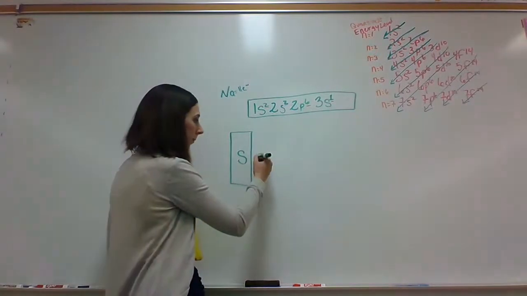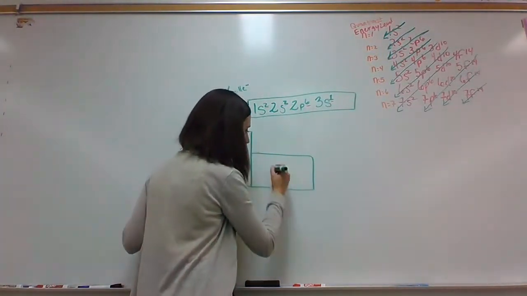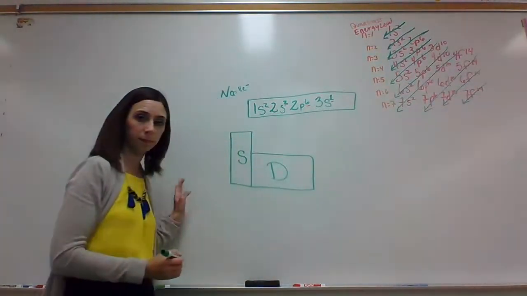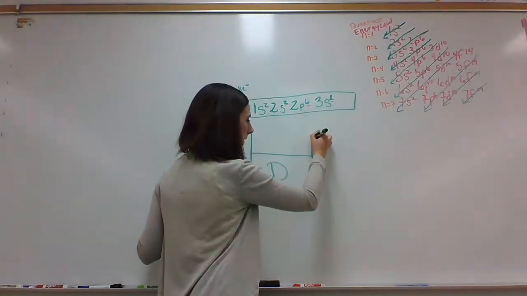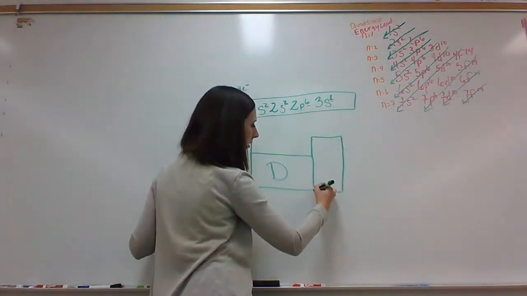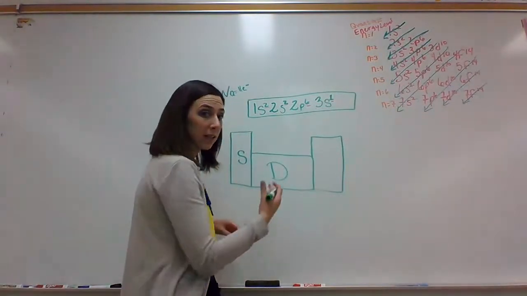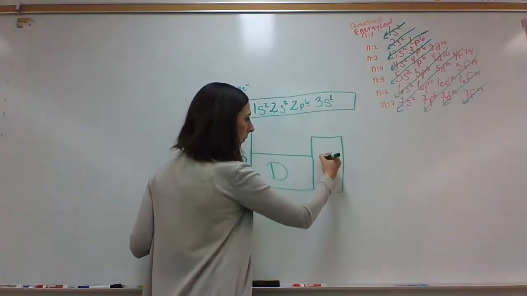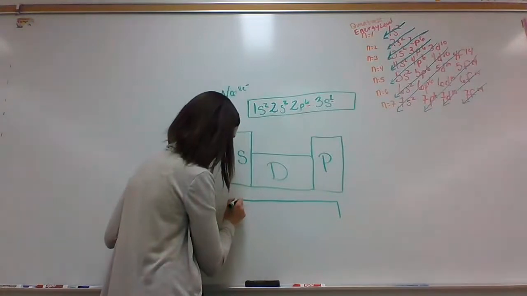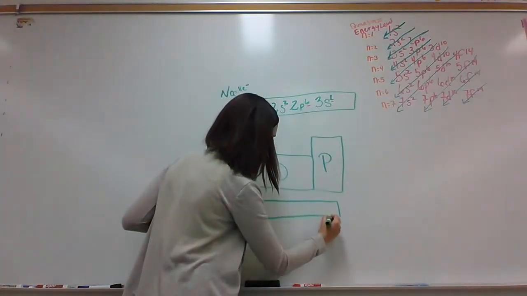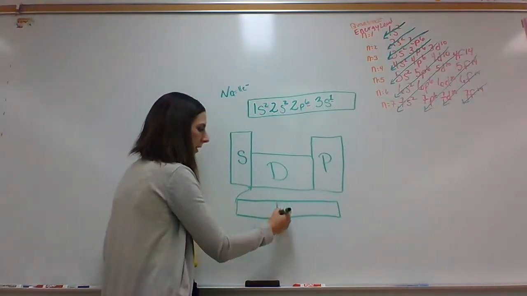So s block is here. In the middle of the table, this is your d block. So your transition metals, that's your d block. Then your other side of the table, your other metals, your metalloids, halogens, nonmetals, and noble gases, those are all p block. And the bottom of the table, that gets added right in here with other transition metals. This is going to be your f block.